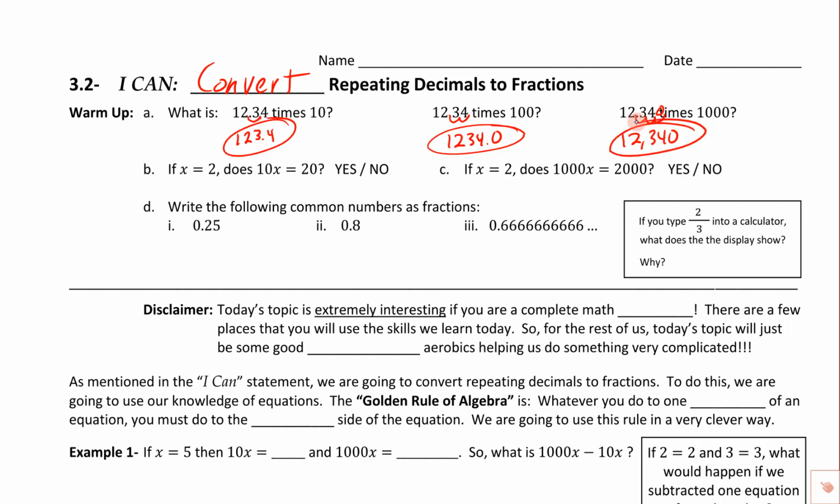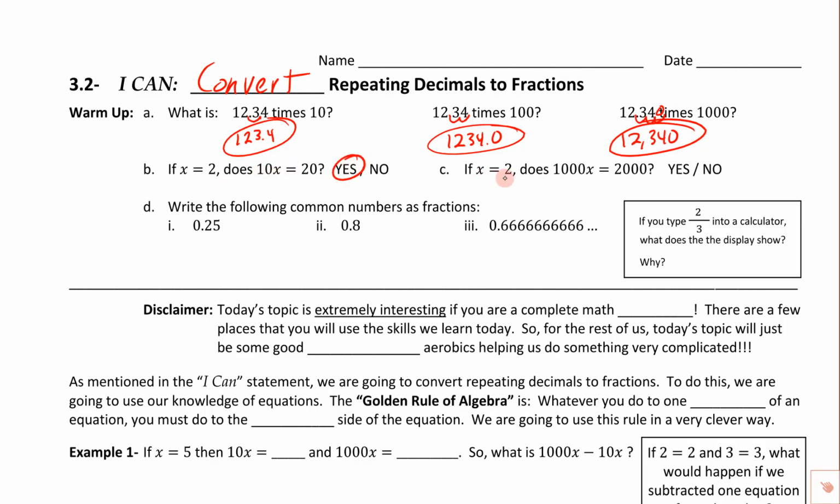So, next warm-up question. If x is equal to 2, does 10 times x equal 20? Now, we've got this equation right here. A couple different things that we could do here. We could plug in the 2 right here. So if x is equal to 2, 10 times 2 equals 20. So the answer on that one is yes.